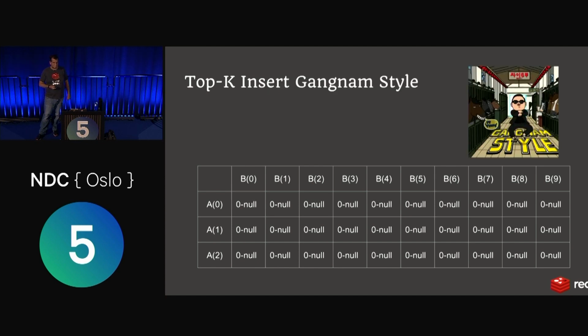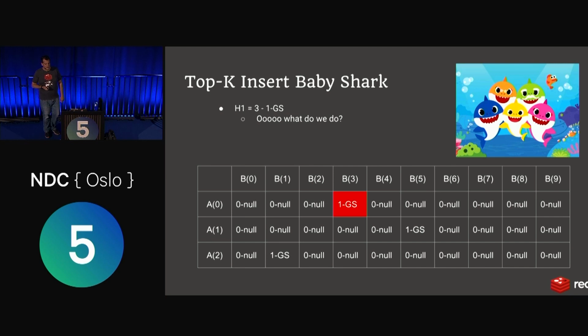So, top K insert Gangnam Style, and we'll say that H1 is 3. If you look at 0, 3, that's null, so we can increment that to 1 and set the fingerprint to Gangnam Style. The next one is 5, and that one is also null, so we can increment that to 1. The last one is 1, so we can increment that to 1 and also set Gangnam Style. Let's try to do the same thing with Baby Shark now. Say we encounter a collision here. Well, what do we do?